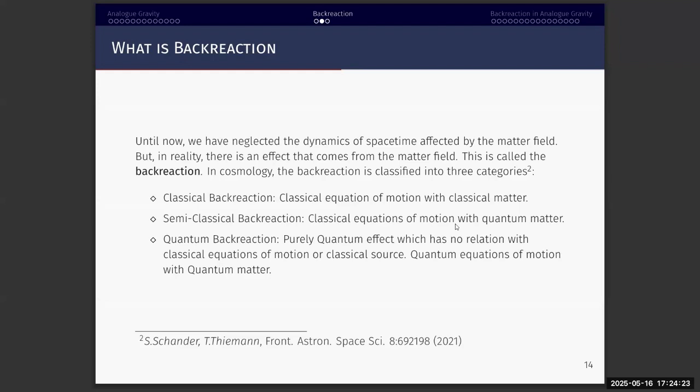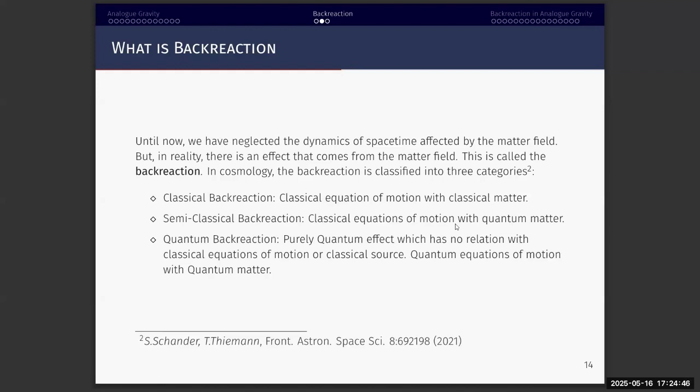So classical backreaction is just what we know. This is just the classical energy momentum tensor. There are some other cases. This is called semi-classical backreaction. Usually, we can simply use the classical equation of motion, the Einstein equation, but with the quantum method. So using the effective action technique, we can find some semi-classical Einstein equation.